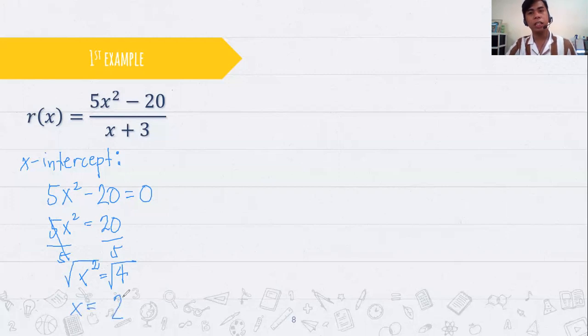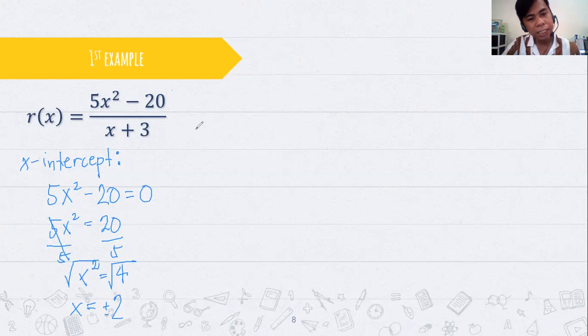So we have x is equal to 2. Class, take note that the square root of 4 does not only settle with 2, but with negative 2 also. Kasi di ba, kapag binaliktad natin, 2 squared is 4. Negative 2 times negative 2, which is negative 2 squared, is also 4. So therefore, the square root of 4 should be positive and negative 2.